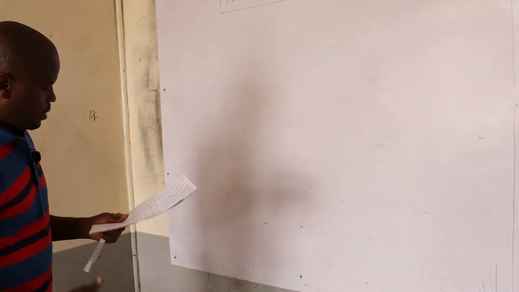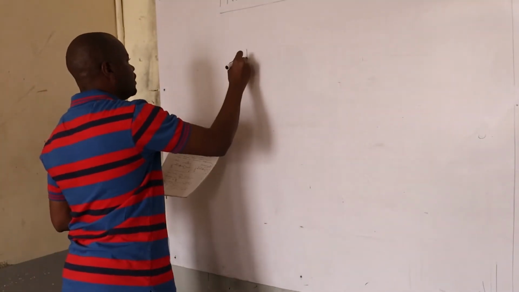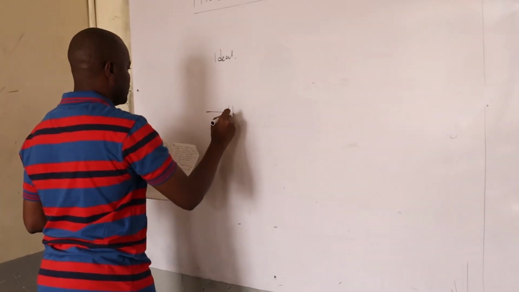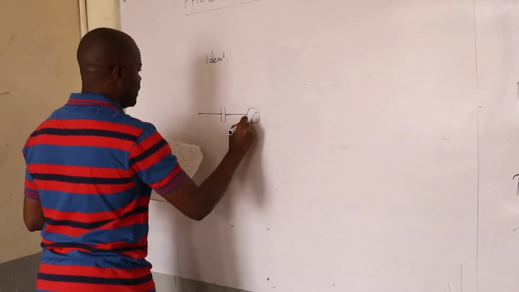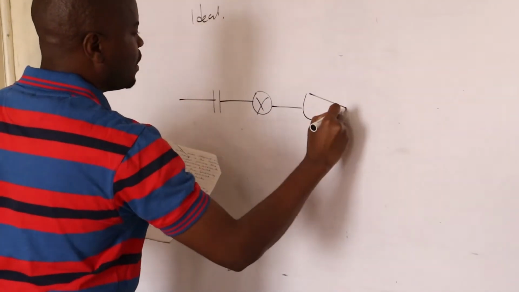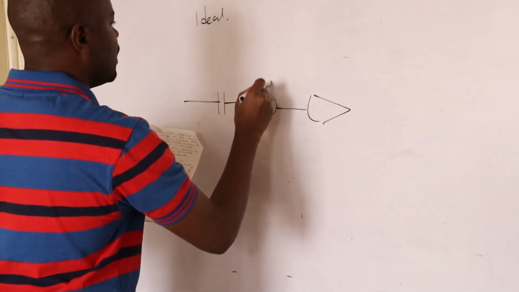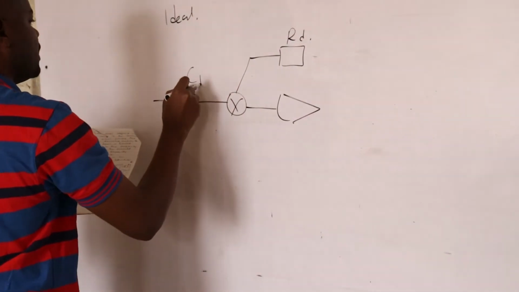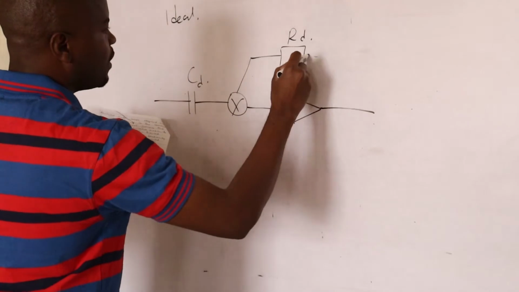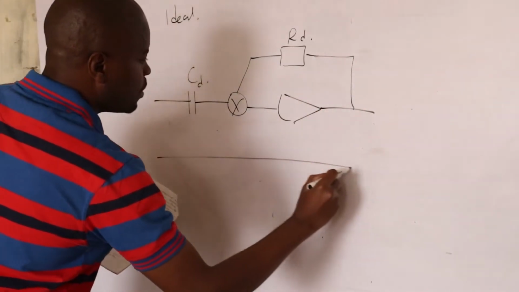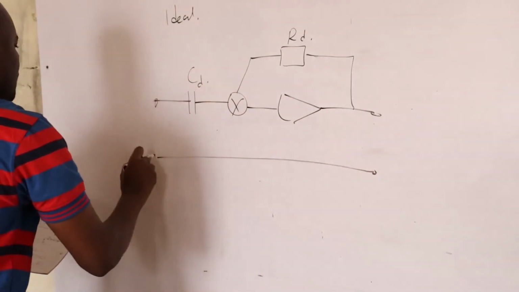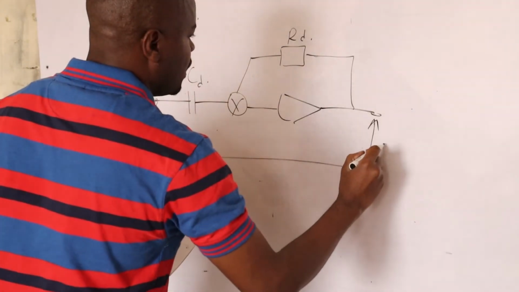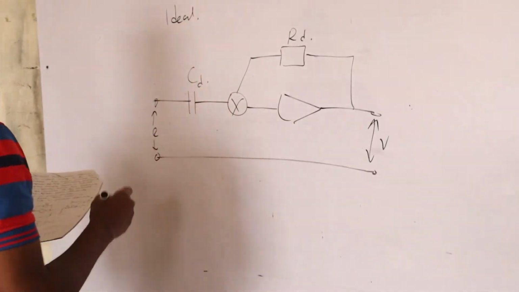In the ideal circuit, we have the capacitor CD, then a representation of the op-amp, and here we have RD, the resistor. The input is the error, while the output is V. So this is the ideal.